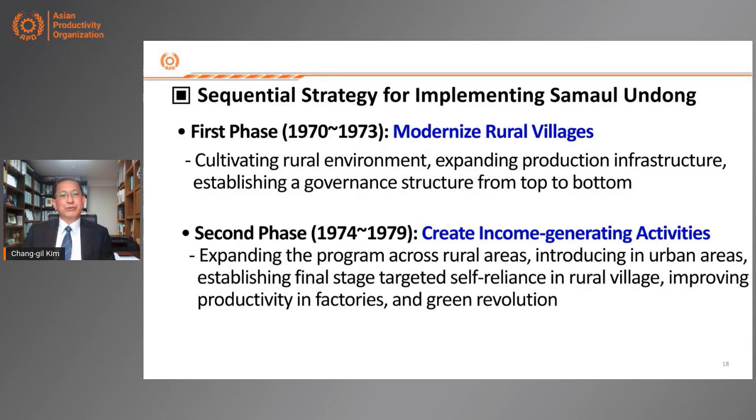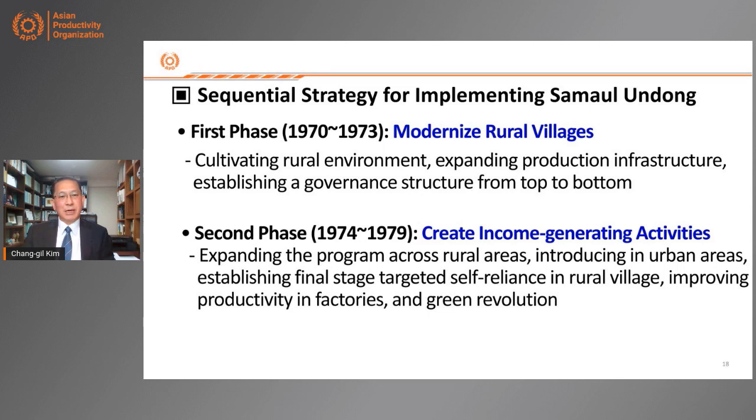After that, there was a sequential strategy for implementing Saemaul Undong. The first phase was during 1970 and 1973. This time was about modernizing the rural village, cultivating the rural environment, expanding production infrastructure, and establishing a governance structure from top to bottom. And then the second phase, during 1974 to 1979, created income-generating activity.